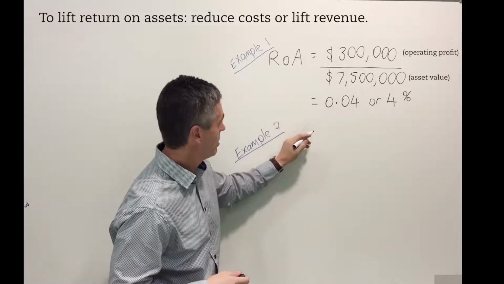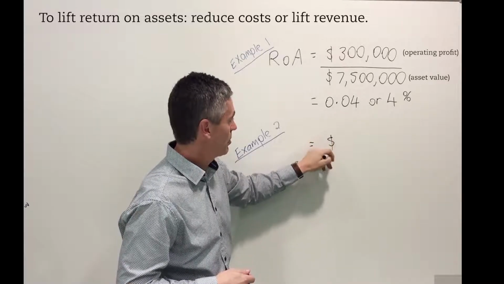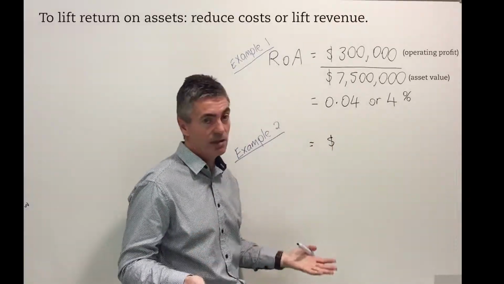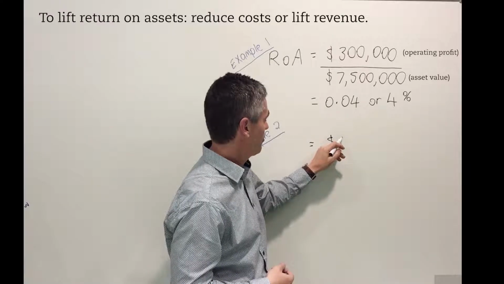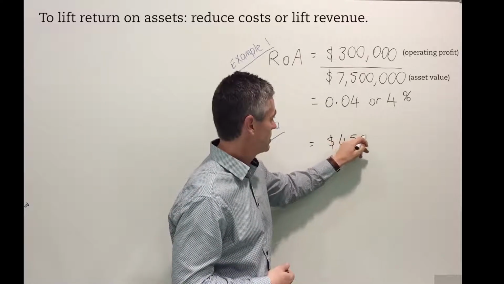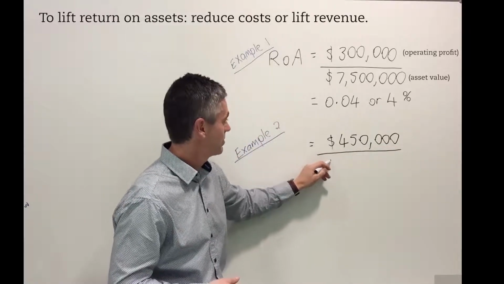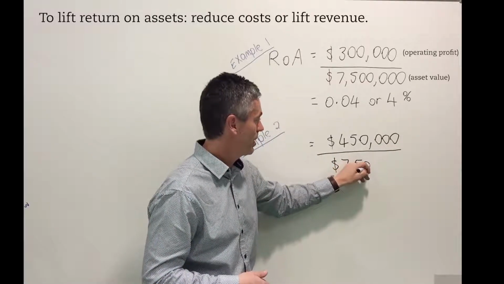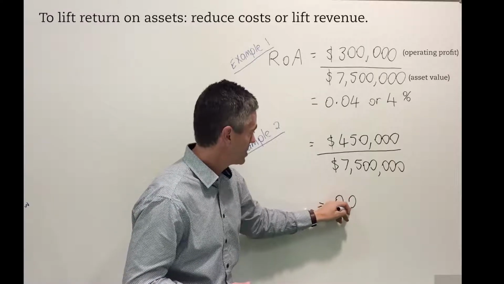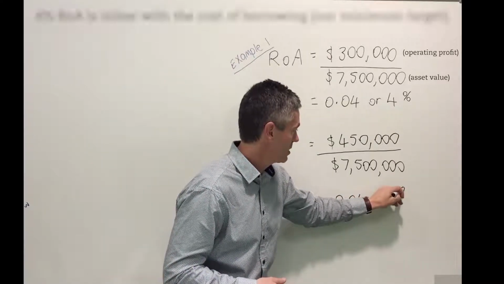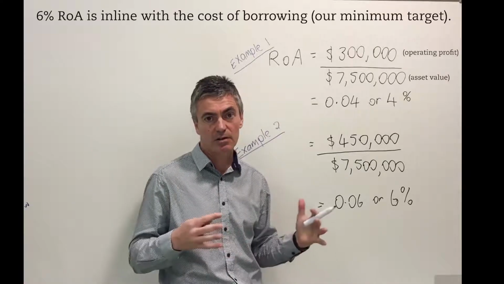Let's come up with a scenario where we try and lift the return on assets. In our example 2, we'll assume that this farm business has managed to lift profit by either dropping costs or lifting the revenue, and they're now generating operating profit of $450,000, which is an increase of $150,000 profit. The asset value is still the same, 7.5 million. If we do that calculation, we come out with 0.06 or 6% return on assets, which is a little bit more in line with the cost of borrowing, which is our minimum target.